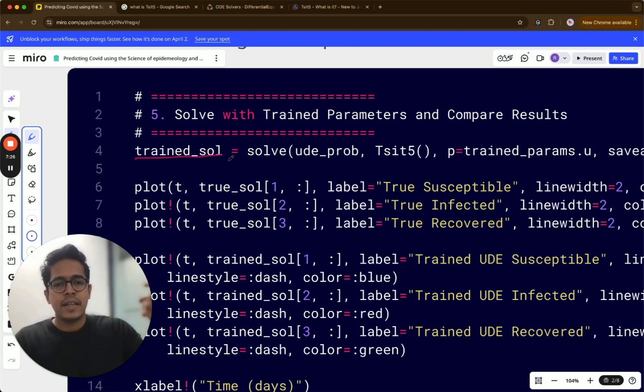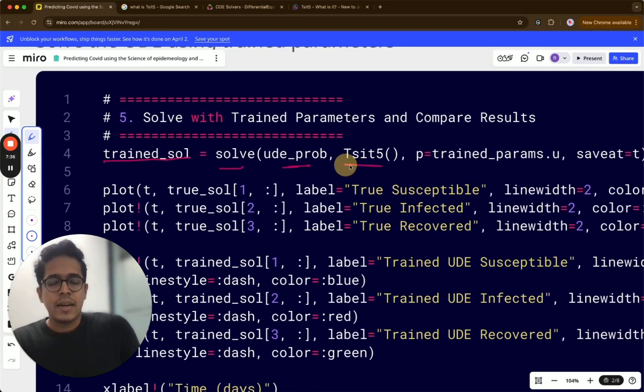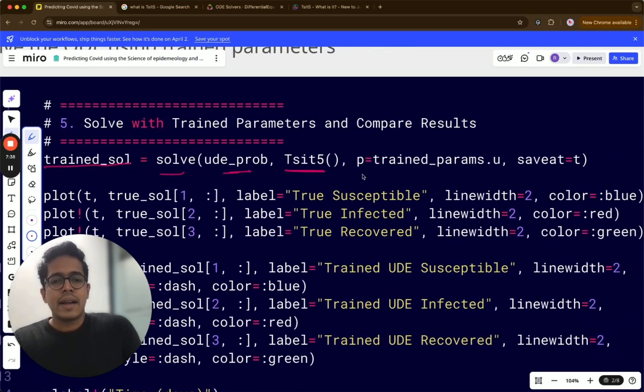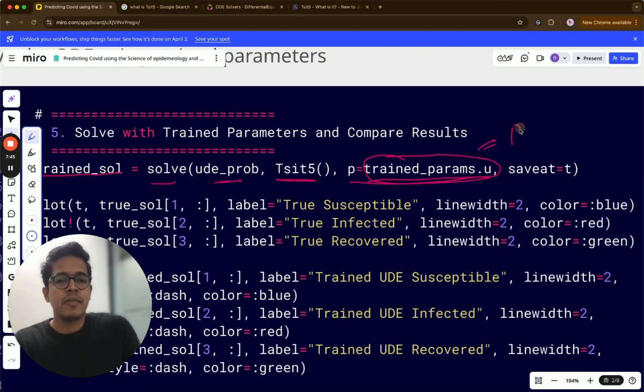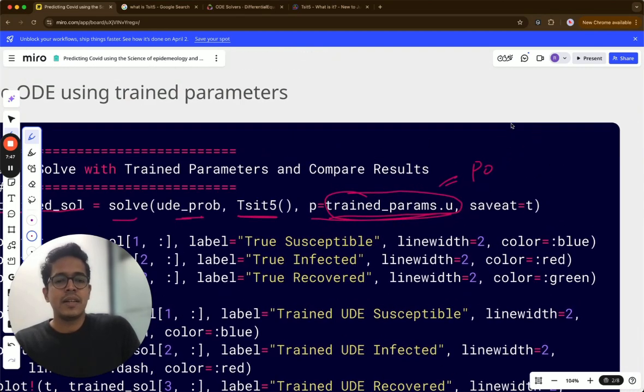And using that, we can solve it, meaning we can numerically integrate it to get the S of t, I of t, and R of t. So here we are solving the UDE problem using the fifth order Runge-Kutta, and then we are passing the train parameters. If you remember, the only difference is that instead of these parameters, we were passing P0. P0 was the tau SI and tau IR values, which we defined for the ground truth.